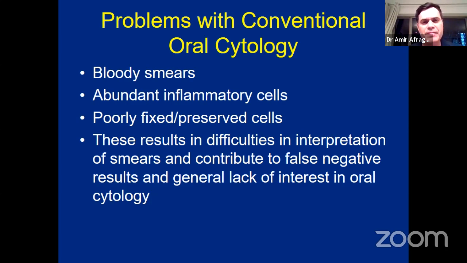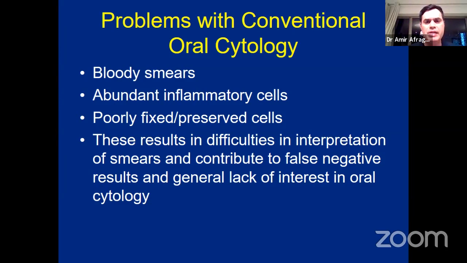Also, we know that the oral cavity is filled with bacteria and lots of inflammatory cells. These inflammatory cells can also conceal and hide your malignant or precancerous cells, and contribute to a false negative diagnosis. As I told you, you need to be quite fast in fixing those cells on the slide, as they can dry out and be poorly preserved, which can result in difficulties in interpretation of the smears and contribute to false negative results. All of this resulted in a lack of interest in oral cytology in the 1970s and the 1980s.